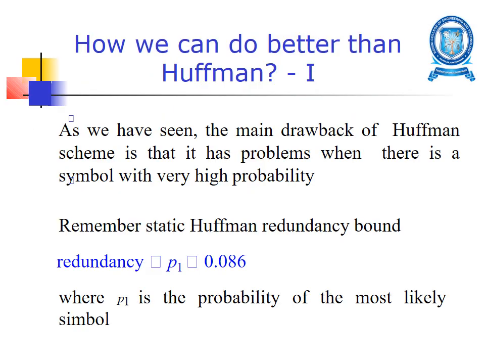First we have to know the answer to the question: how is arithmetic coding better than Huffman coding? We know that Huffman coding has a drawback, that is, the symbol with the higher probability has to be placed in the higher position. So there will be a static Huffman redundancy bound that is present due to this. We can say that this drawback can be overcome by using the arithmetic coding technique.